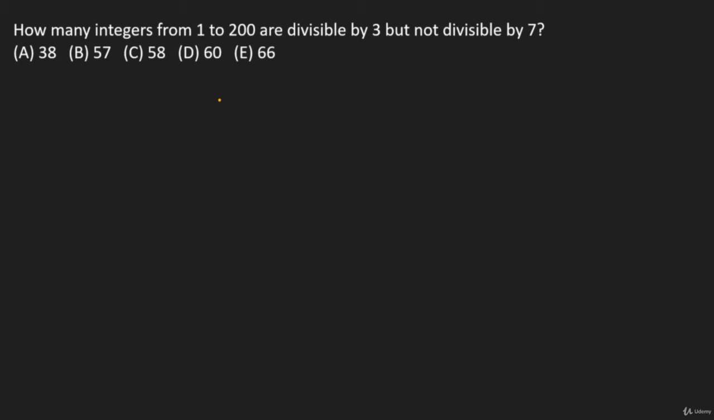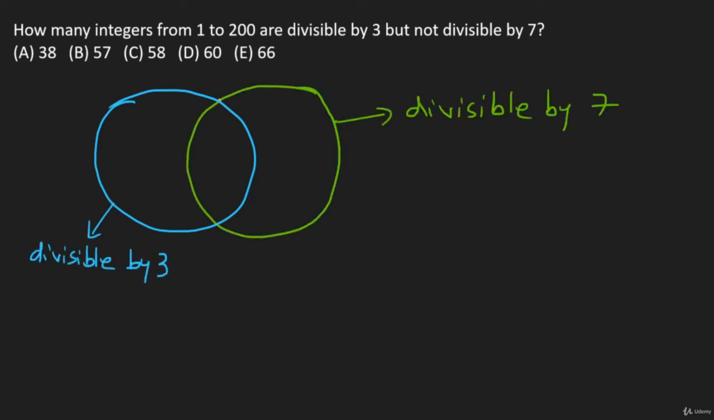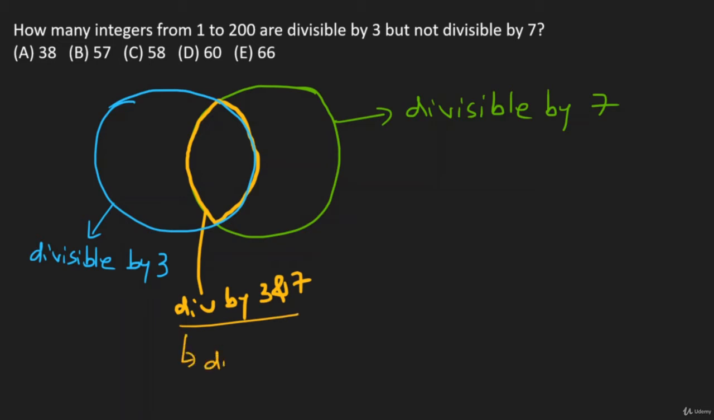Let's do it together. Let this represent the numbers that are divisible by 3, and let this represent the numbers that are divisible by 7. And this section over here is the numbers that are divisible by 3 and 7. That is, they are divisible by 21. Why is that? Because 3 and 7 are co-prime. So if a number is divisible by 3 and 7, it's divisible by 21.